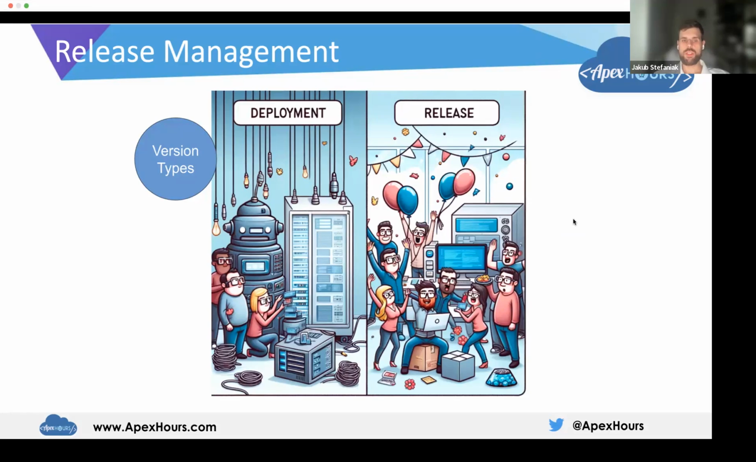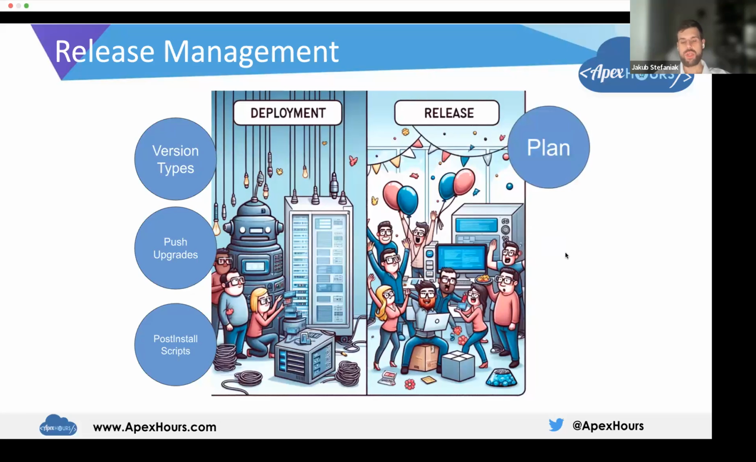So on the technology side, you are going to learn about different version types. You have major releases, minor patches, beta releases. There are some technologies for how to deliver new deployments to your customers. There is something called push upgrade, which allows you to install new versions of your app automatically. And you can build some post-installation scripts. So there are some special API interfaces to modify, for example, records or send some notifications after the app has been installed.